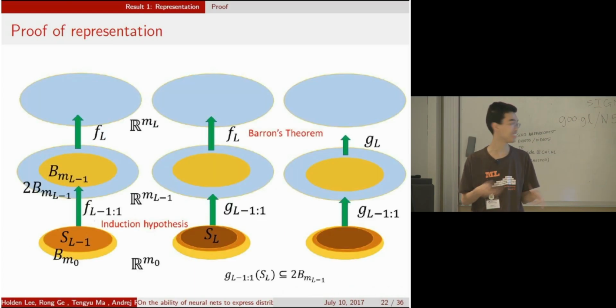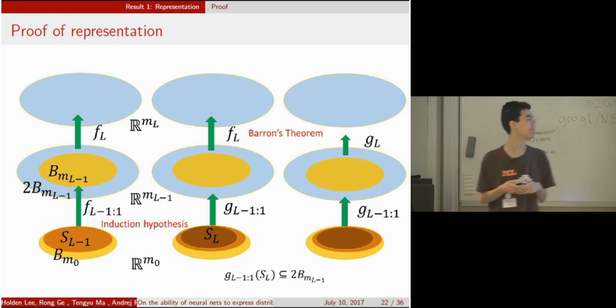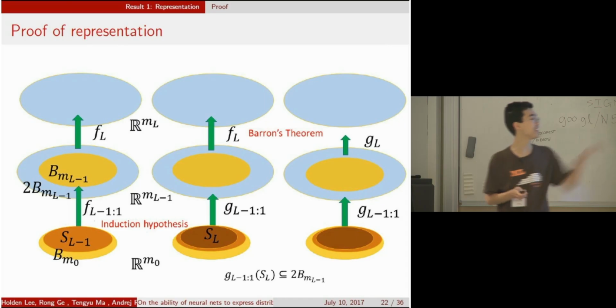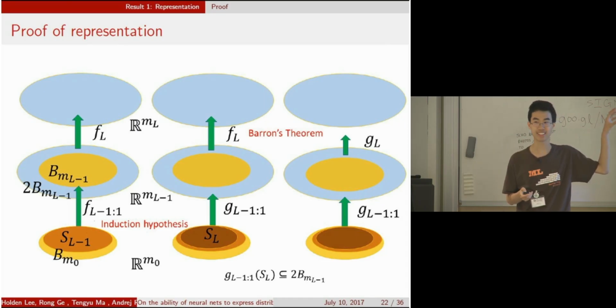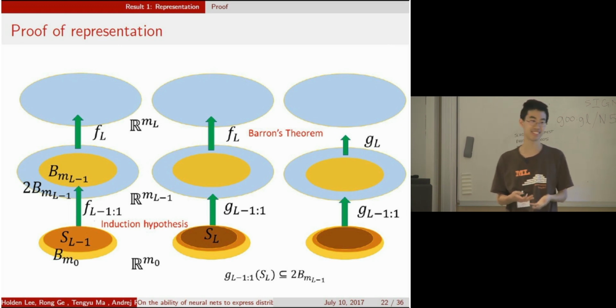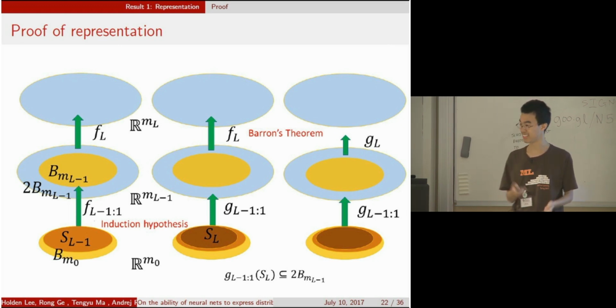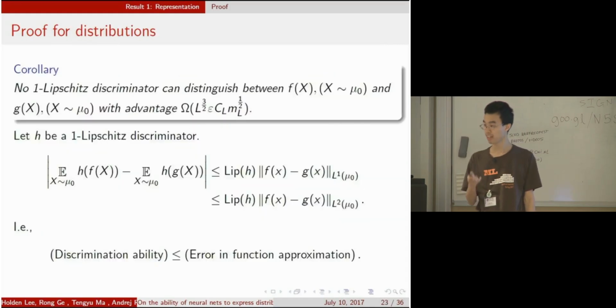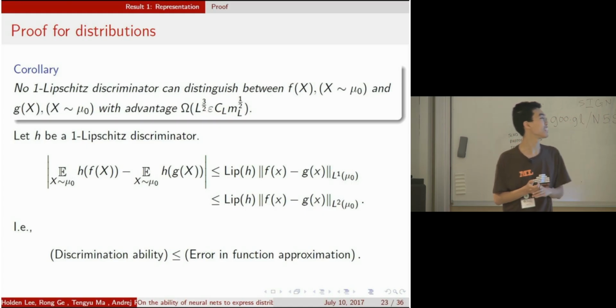Okay, so here's the same proof in pictures. So we use the triangle inequality at each step, and we use Barron's theorem for the lth layer, noting that the distribution we use is going to be the push forward of the base distribution mu0 by the previous L-1 layers. Okay, so for the theorem for distributions, here's the corollary again.